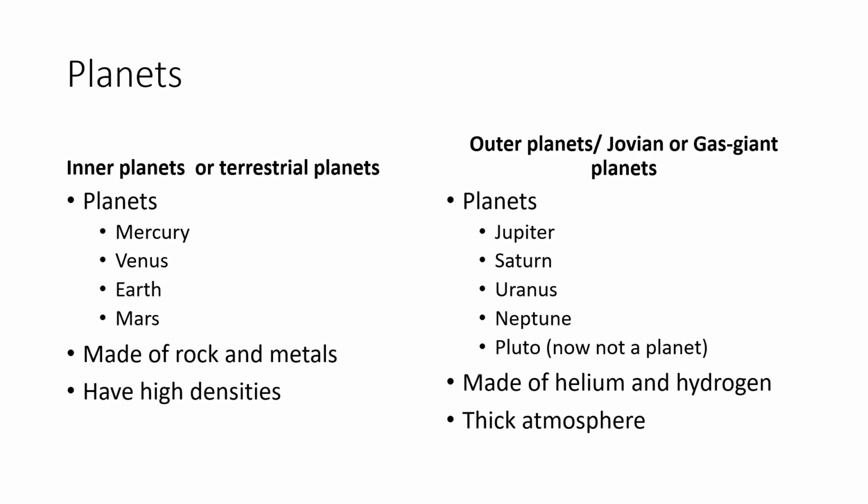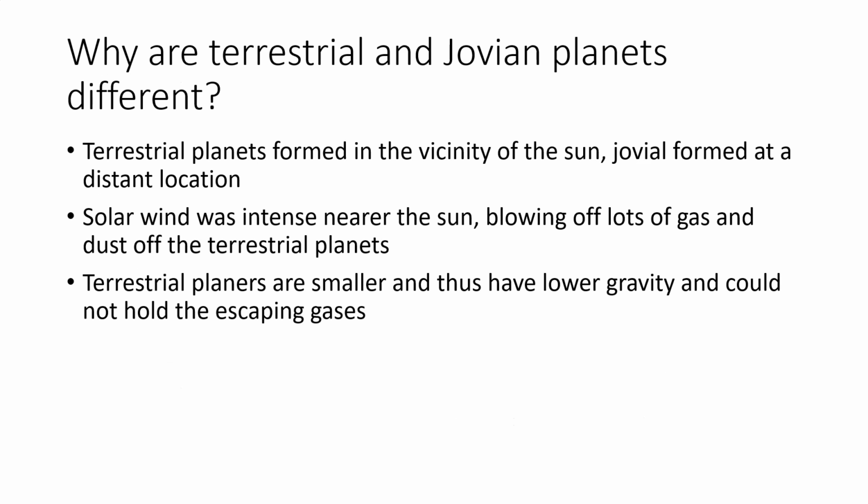These planets are much larger than the terrestrial planets and have a very thick atmosphere. They are also made up of helium and hydrogen, and all these planets were formed in the same period about 4.6 billion years ago. Now, one question you might have is, why are the inner planets rocky while the others are mostly gaseous? The difference between the terrestrial and Jovian planets can be attributed to 3 conditions.